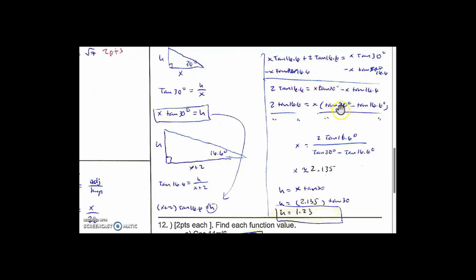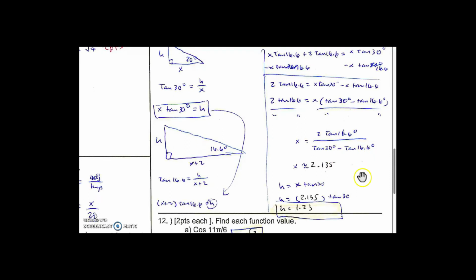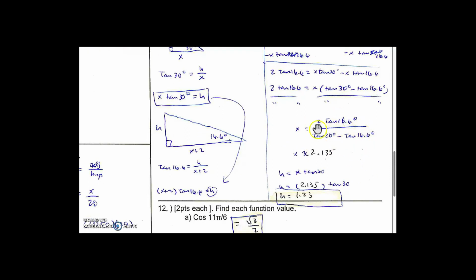Remember, do not be tempted to get 30 minus 16.6 to get something like 13.4 degrees. That'd be incorrect. And then from here, since I'm solving for x, I'm going to divide both sides by tangent of 30 minus tangent 16.6. I do it to both sides. And then you get this equation, x equals 2 times tangent 16.6 all over tangent 30 minus tangent 16.6. You put this all into your calculator, you should get approximately 2.135.